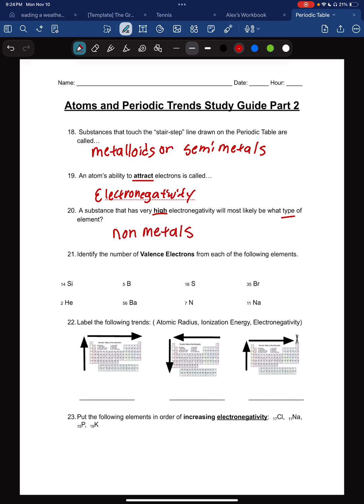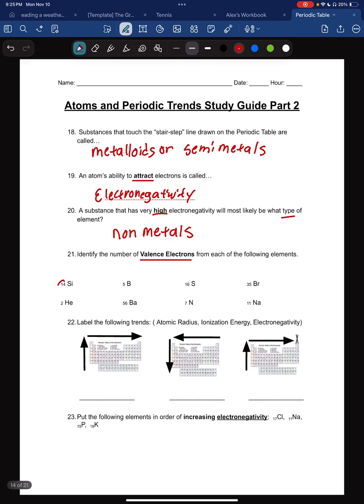All right. Now, 21. Identify the number of valence electrons from each of the following elements. Okay, so this process, once you get the hang of it, is pretty easy. It just takes a little bit of practice. So remember, valence electrons are the electrons in the outermost orbitals of our atoms. Okay, so going back to our periodic table, well, first let's take one with us.